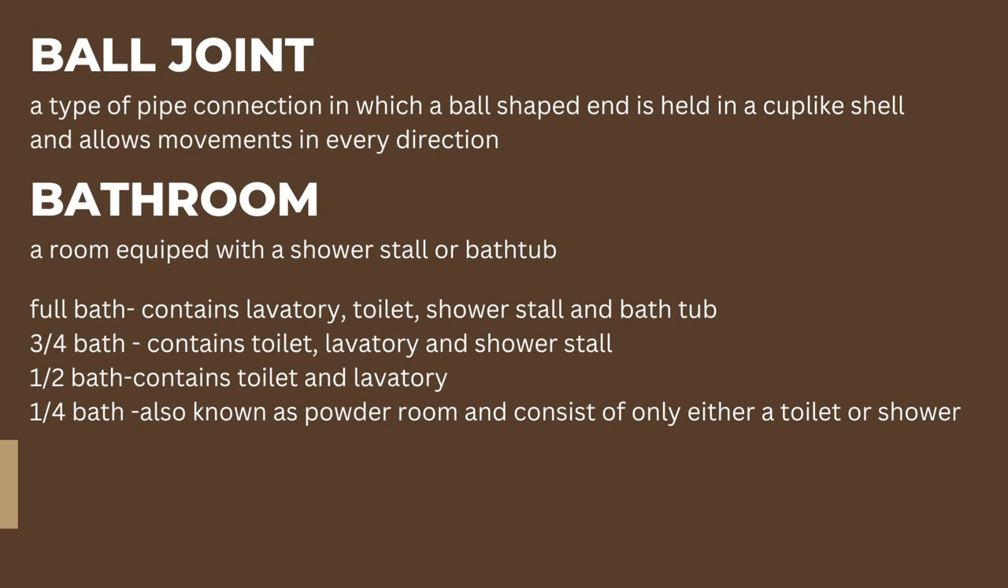Bathroom. A room equipped with a shower stall or bathtub. Note that there are 4 types of bathroom. We have the full bath that contains lavatory, toilet, shower stall and bathtub. Next is the 3/4 bath which contains toilet, lavatory and shower stall. The other is 1/2 bath contains toilet and lavatory. Lastly the 1/4 bath which is also known as powder room and consists of only either a toilet or shower.